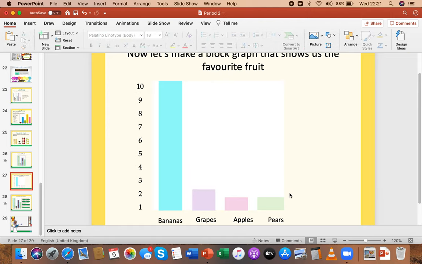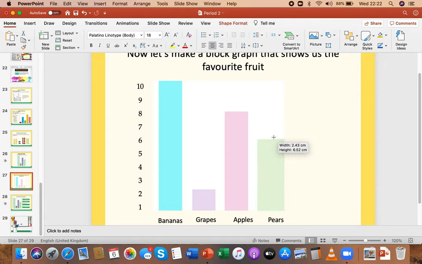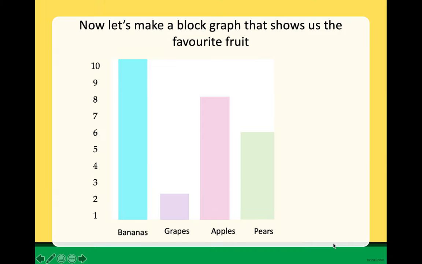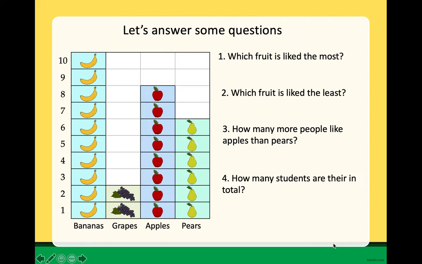How many people like apples? We said that 8 people like apples. So we're going to move our block graph all the way to the number 8. And how many people liked pears? We said that 6 people like pears. So we're going to move it all the way up to the number 6. So now we have drawn our block graph. Now let us go and answer some questions.